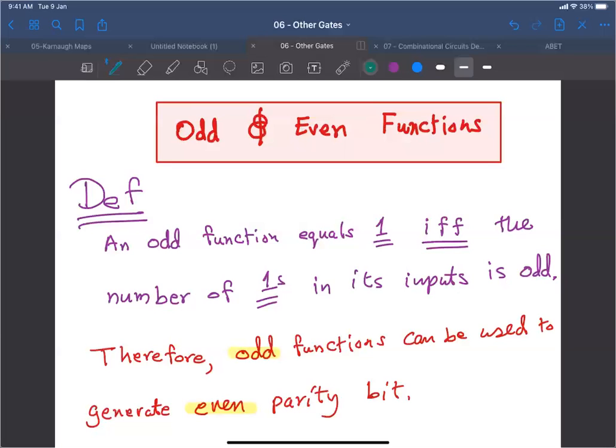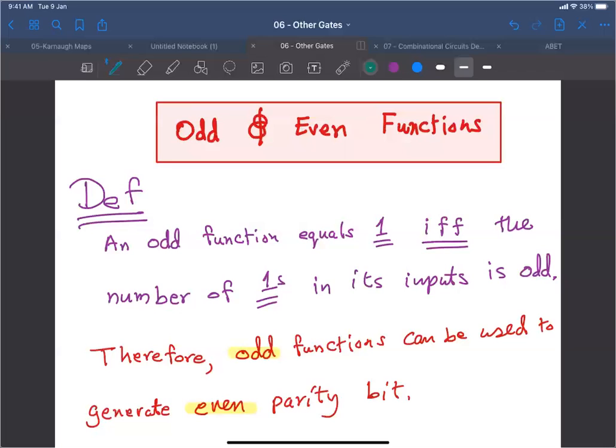Any confusion or something not understood about this? Is it clear? Yes. Okay.